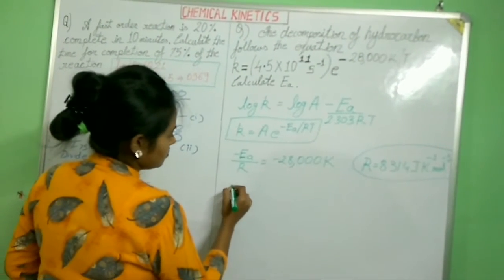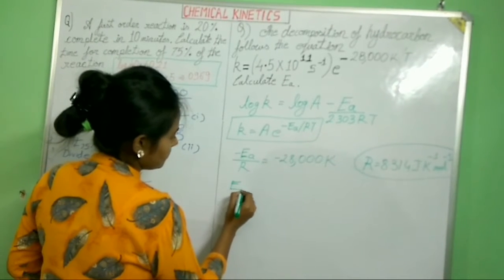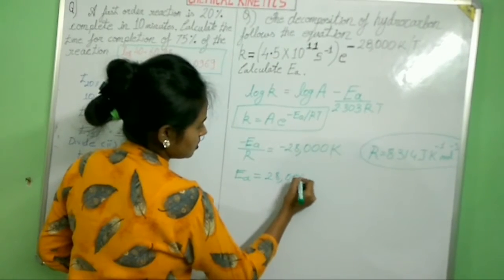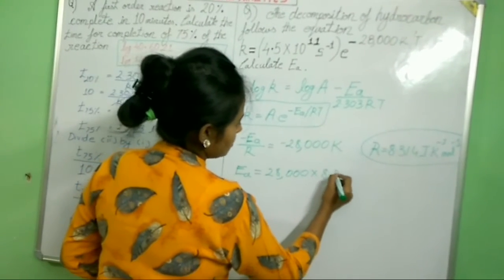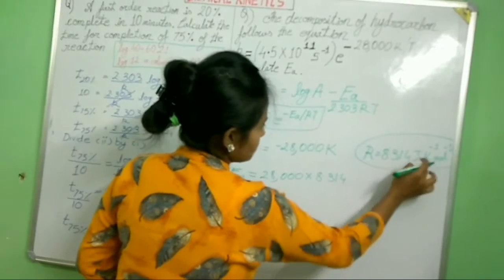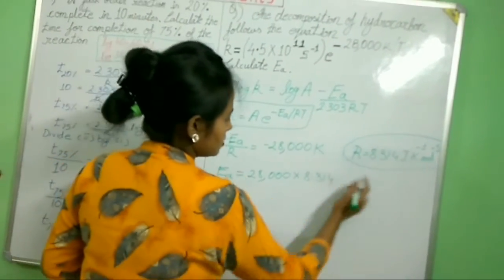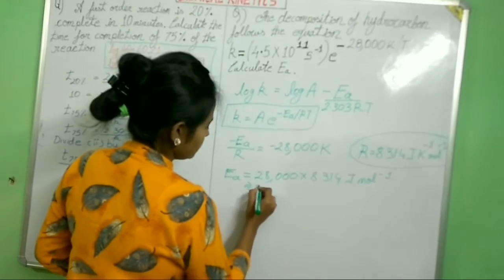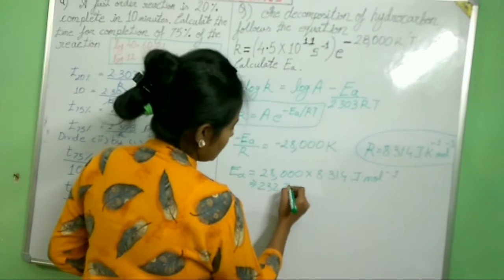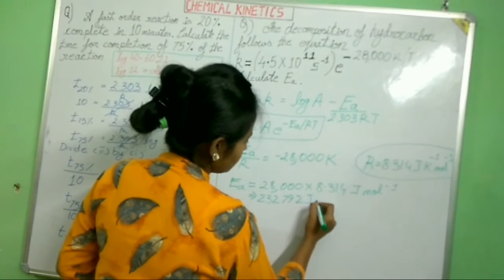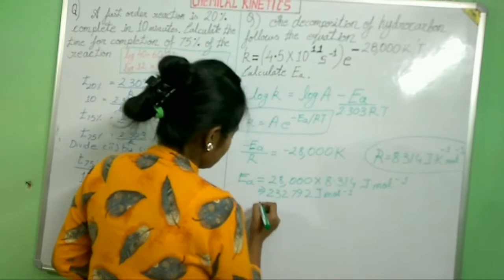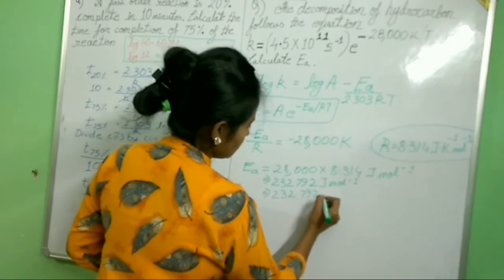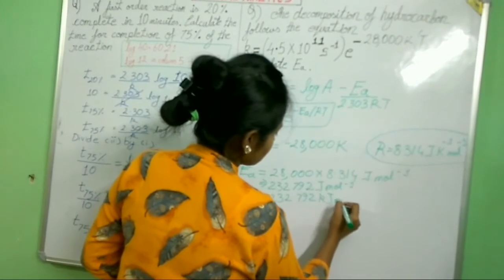Now, so activation energy will be EA equal to 28,000 into 8.314. This Kelvin minus 1 and this Kelvin have cancelled out, so joule mole minus 1. So answer will be 232,792 joule mole minus 1 if you multiply this. And if you want to write in kilojoule, what will be the answer? 232.792 kilojoule per mole. Yes.